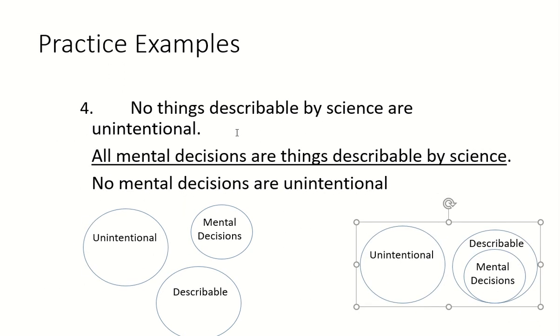Right? So we have things describable by science separate from unintentional things. The second premise tells us that all mental decisions are things describable by science, so the mental decision circle has to be within the things describable by science. Therefore, no mental decisions are unintentional. Yes, that is the case, because this small circle of mental decisions has to be within the circle of things describable by science, and we've been told that there's no things describable by science that are unintentional. So this is a logically sound argument.